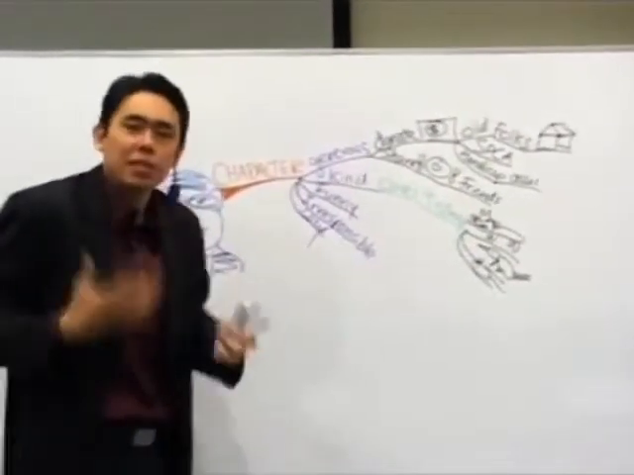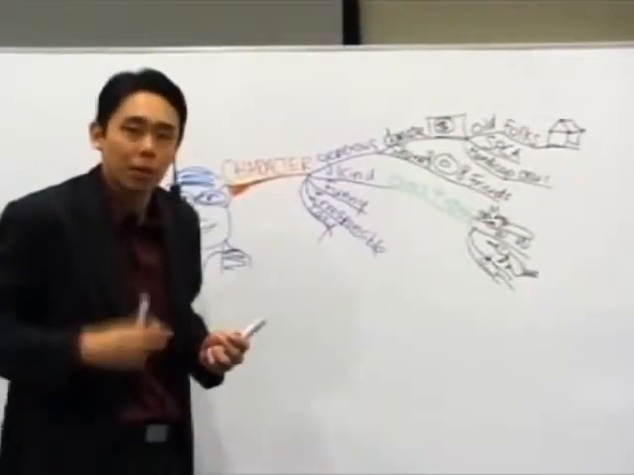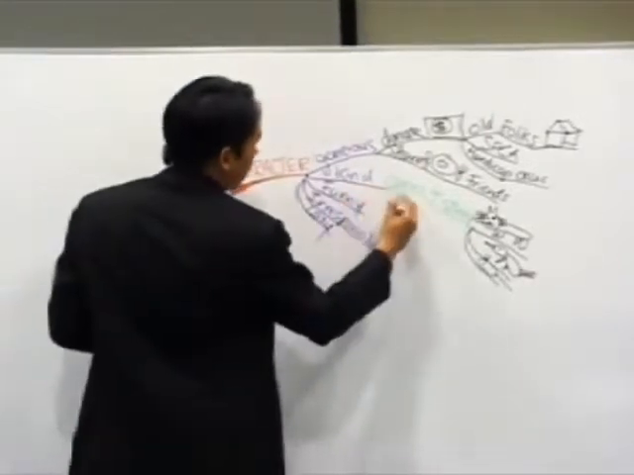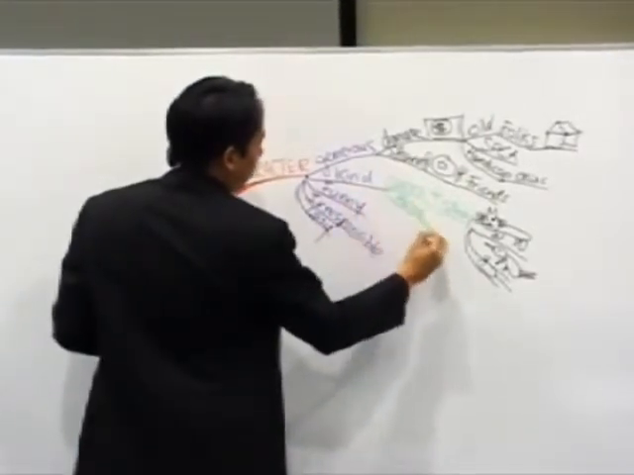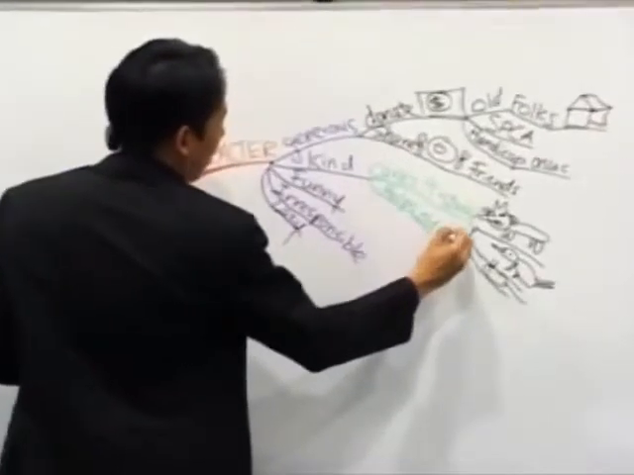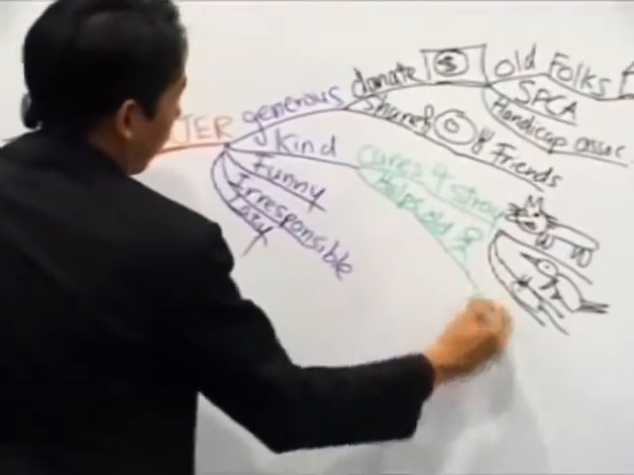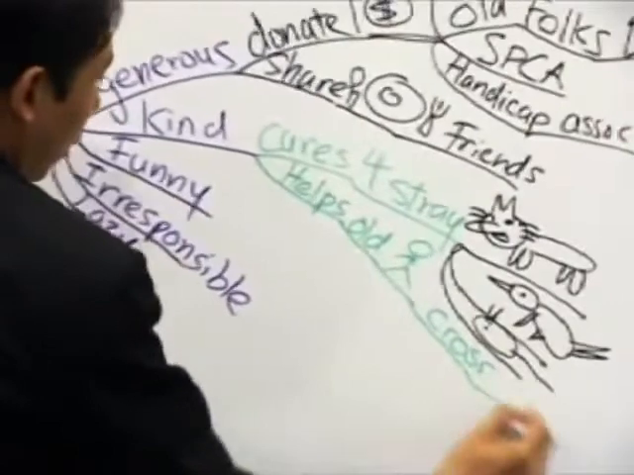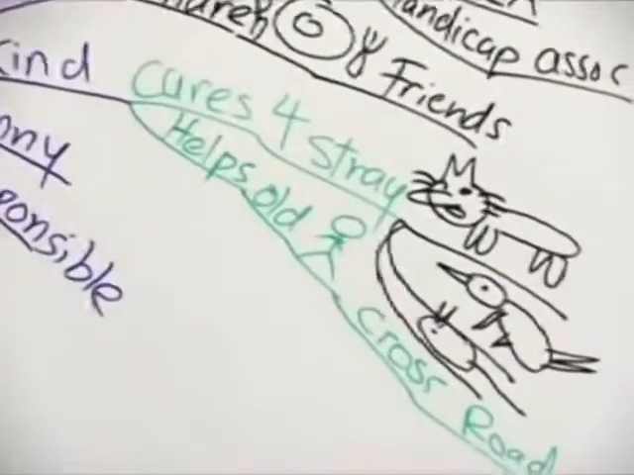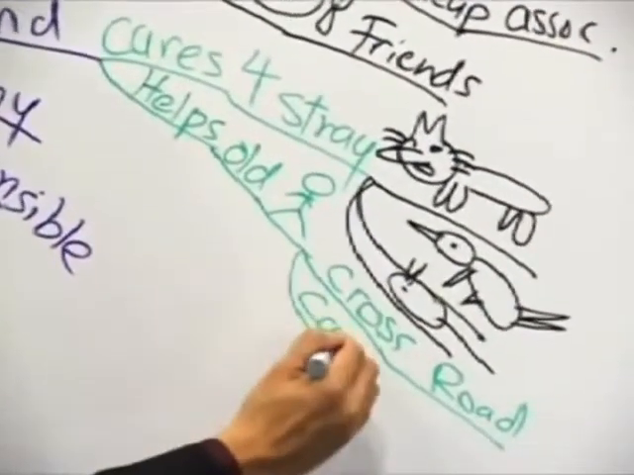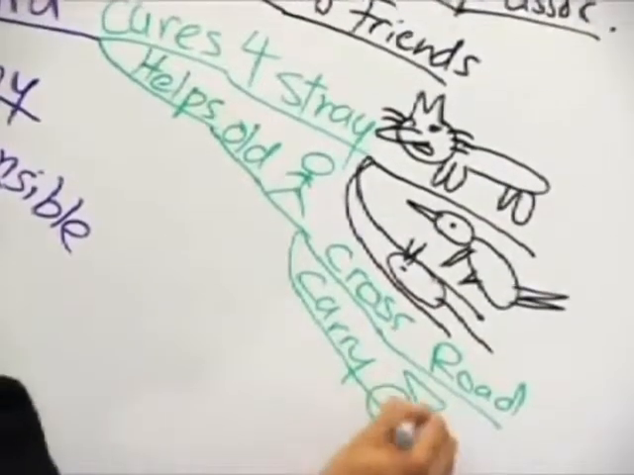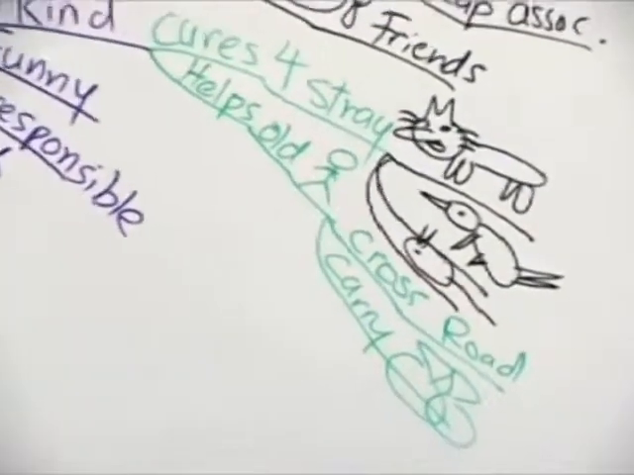Why else is he kind? Maybe he's kind because he helps old people across the road. So helps old men cross road. And maybe he also helps the old man carry bags. Alright, so I'm just giving you some examples over here.